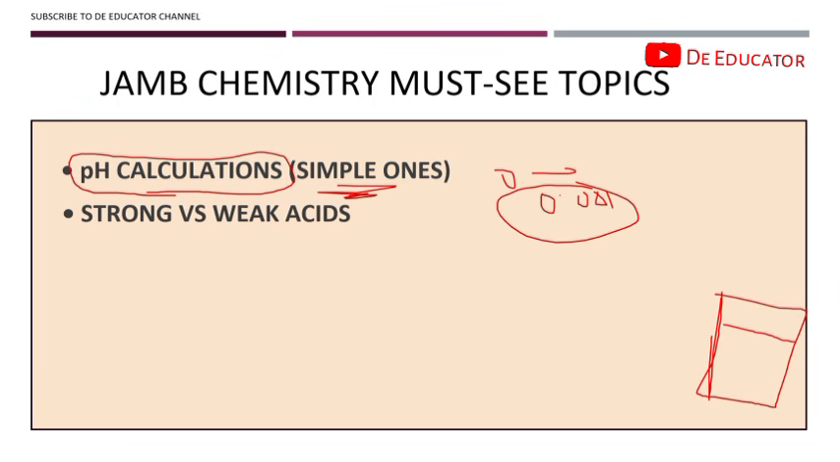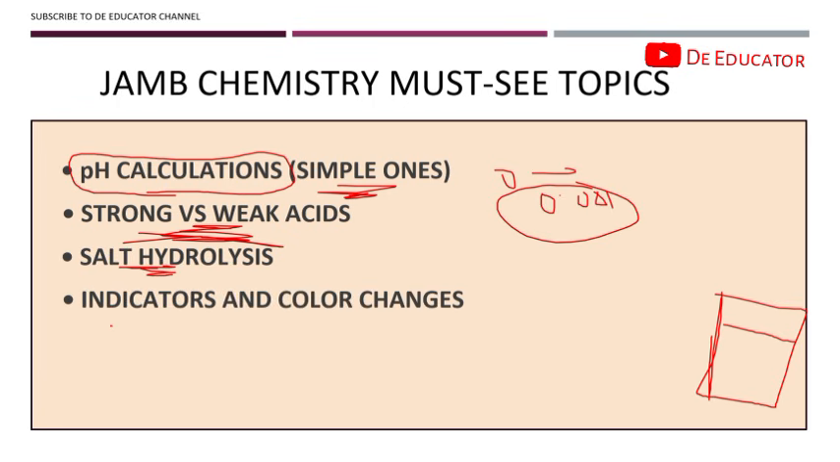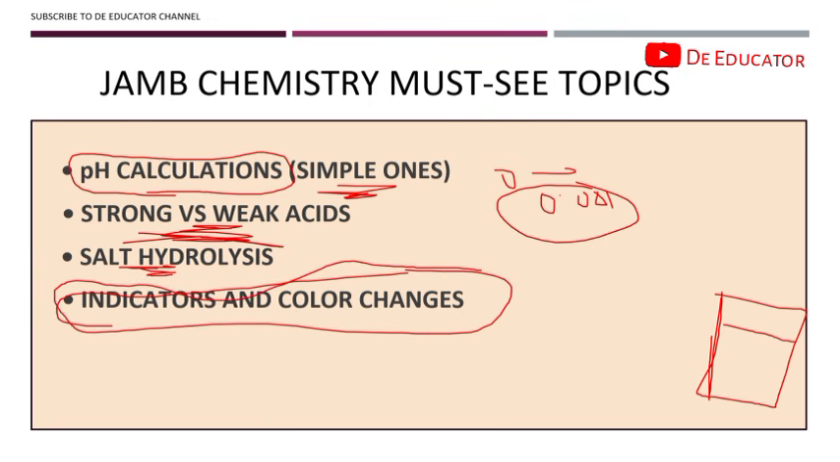Moving on, you should know the difference between strong and weak acids. It's very, very important. Then salt hydrolysis, which is also a common area. Then you have indicators and their color change. This is very, very important. You will see questions like: phenolphthalein in acid is what, methyl orange in base is what. If you come across these, you should be able to smash the question because they are very, very easy.